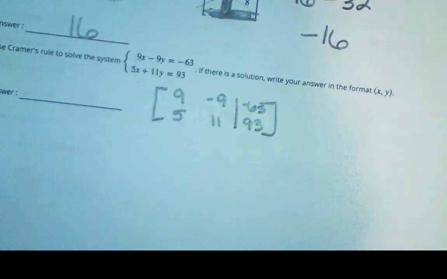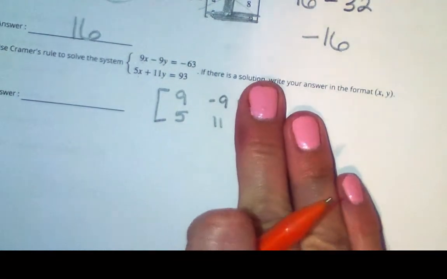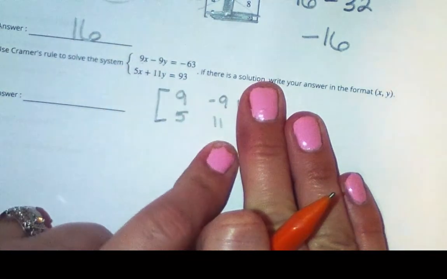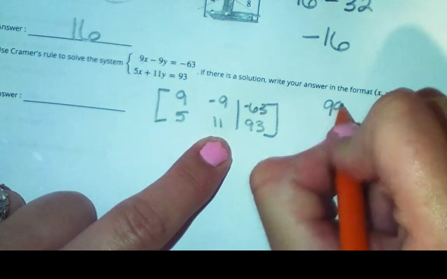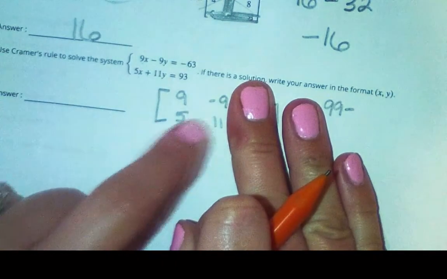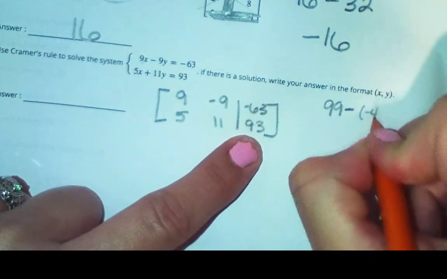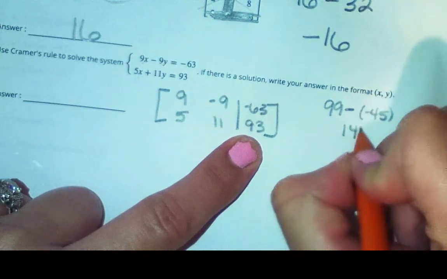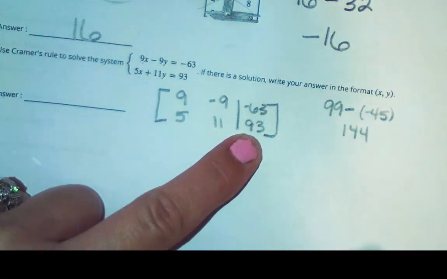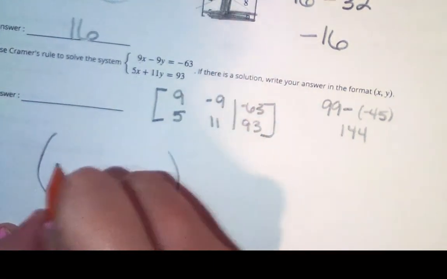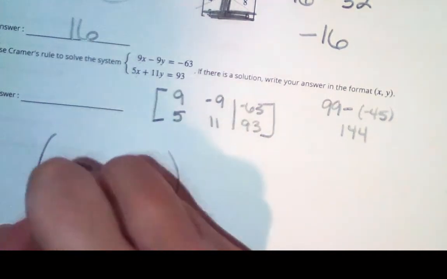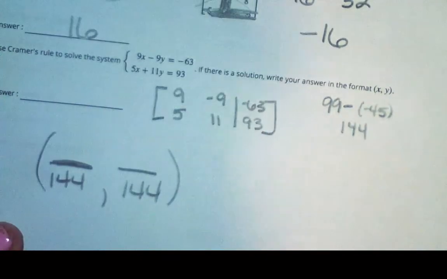So what I want to do first for Cramer's rule, and again, I'm going to figure out if this is a point or if there's no solution, whatever, I'm going to ignore the answers first. I'm just going to find the determinant, okay? So the determinant, 9 times 11 is 99, minus 5 times negative 9 is negative 45. So I get a positive 144. Now, that is the denominator of your xy coordinate. Okay, so my denominator is 144.